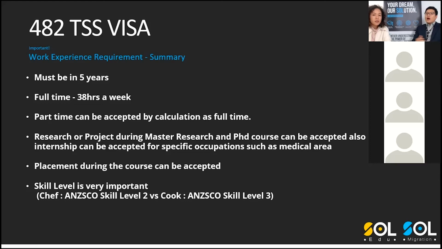But again, more important is that you must work at the required level. IT technician and IT professional are different, and payroll officer and accountant are different. So you must understand the required occupation.